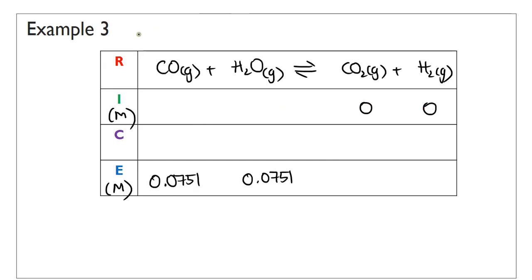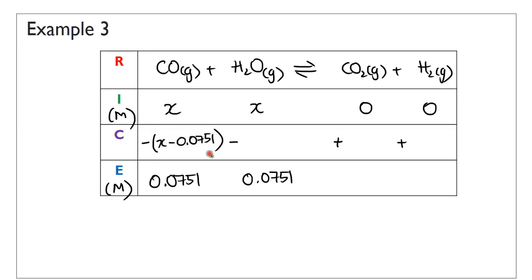So my advice always, if you have an unknown, let's call it X. And I know that they are equal to each other at the start. So I'm just going to start with X and then X. So if you go from here to here, it must have gone down because you start with 0 of the product. So you must have added some products as the system approaches equilibrium. So there must be a plus sign on the product and there must be a minus on the reactant. So the amount that you must have subtracted to go from x to 0.0751 is x minus 0.0751.